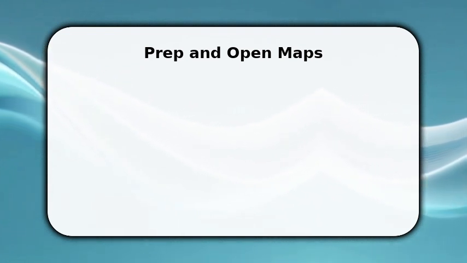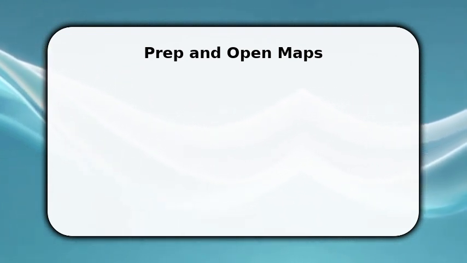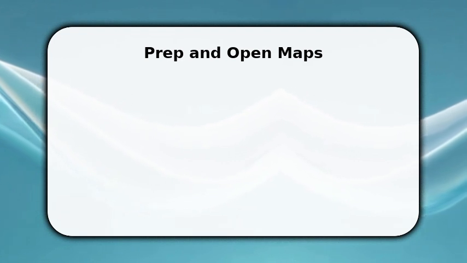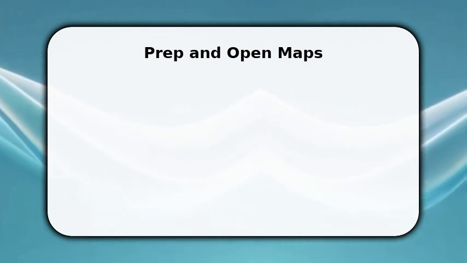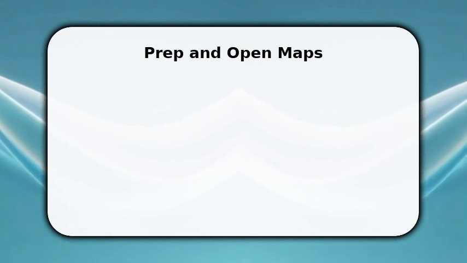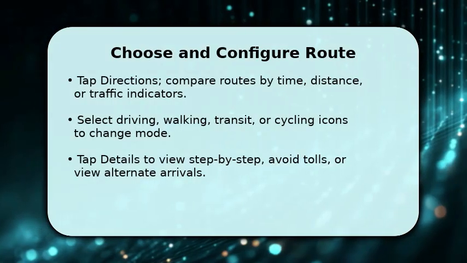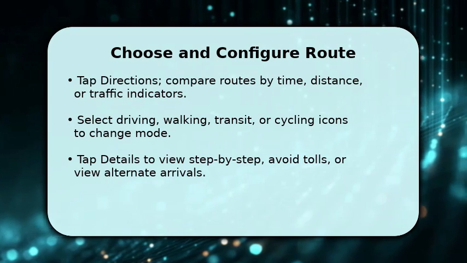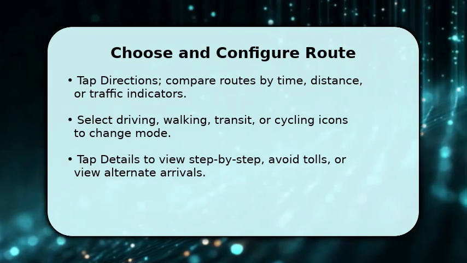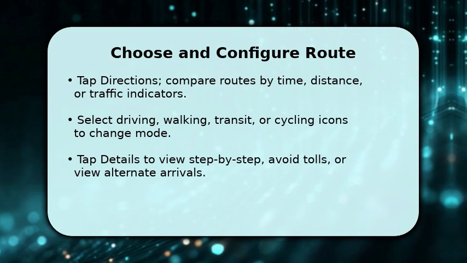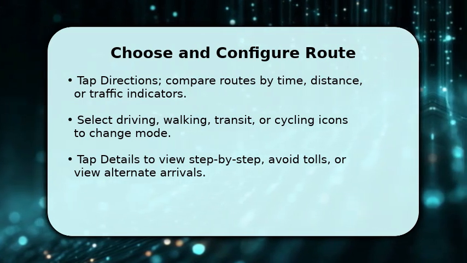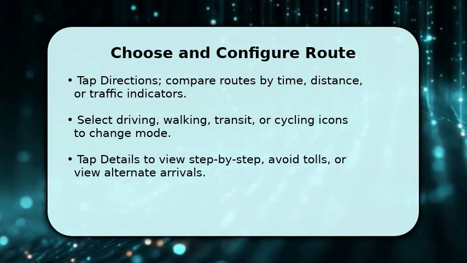Once done, tap the correct entry, because choosing the right place prevents wrong turns later and lets maps prepare route options immediately. You now compare the route options Apple Maps presents, look at time estimates and read traffic segments to pick the fastest path. Tap the travel mode, driving, walking, transit, or cycling, to tailor directions to your needs.